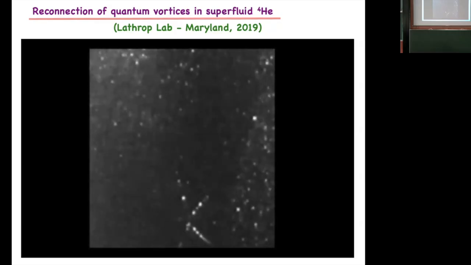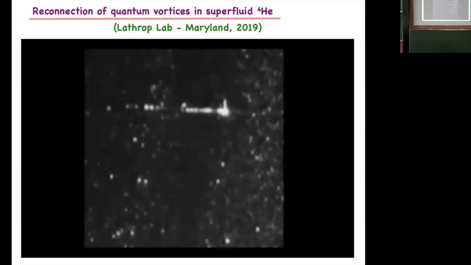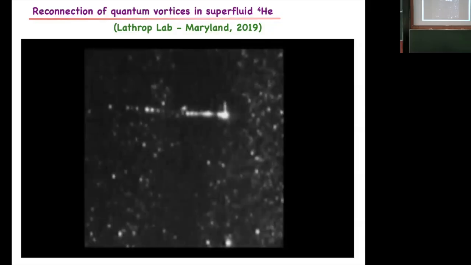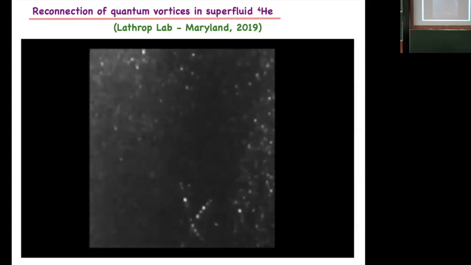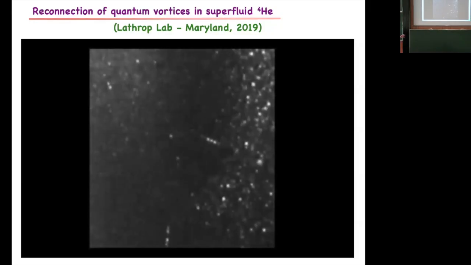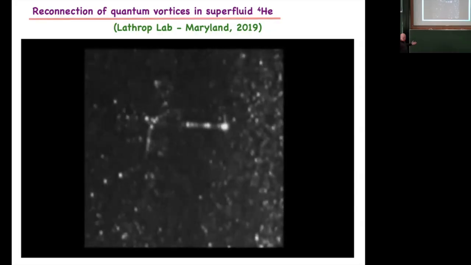And at a certain point, you will see almost a snapshot of the two vortices. Let me play it again. I should have prepared this in slow motion. Here, they will appear, they interact, and they leave each other. So the mechanism is similar.